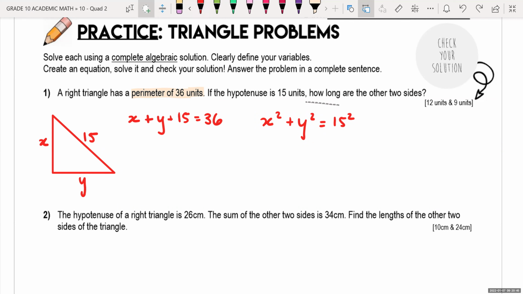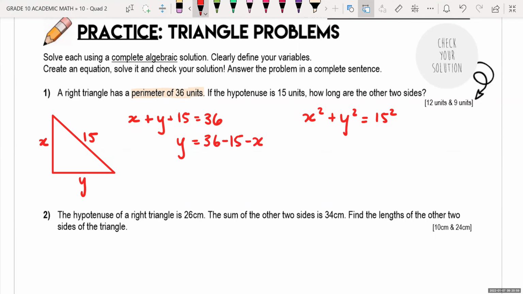Okay, so firstly, I need to just move this over because I'm going to run out of space. Then I come back here and I'm going to rearrange it for Y. So Y is going to be equal to 36 minus 15 minus X. And then what is this? It's 21 minus X. Now I'm going to take this little equation and substitute it into this equation. So when I rewrite this, it's going to be x squared plus (21 minus x) squared is equal to 15 squared.